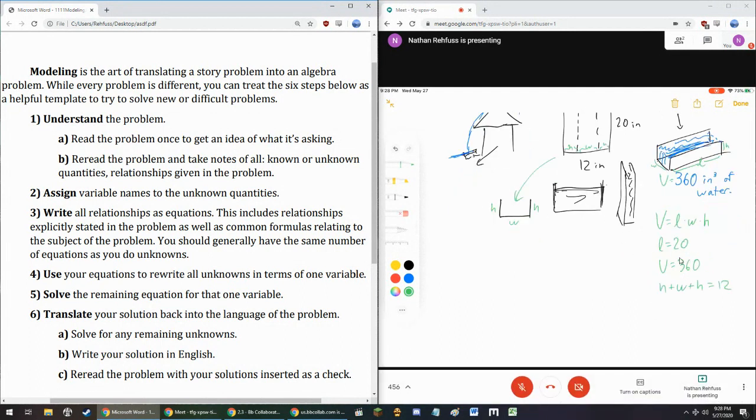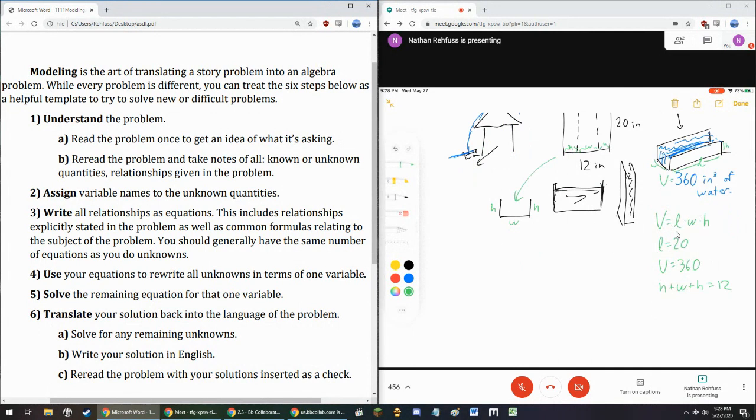Now some of these are really boring, but like length is 20, volume is 360. Those are just one thing equals another thing, but they still kind of count as relationships. If we think of these as four unknowns, then I've got four relationships. And the good news is I can immediately start putting these down in terms of fewer variables. I know the length and the volume.